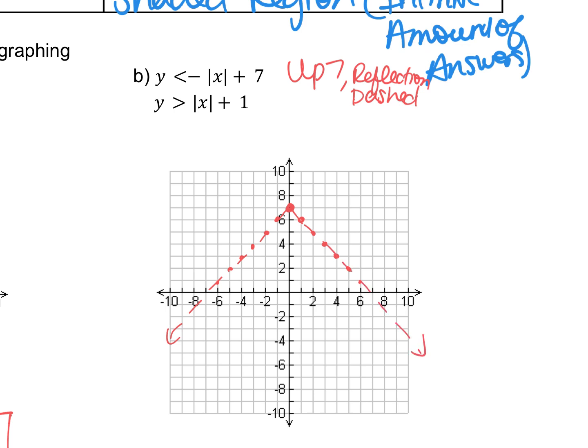All right, so there we go. And I could shade right now, so we will be shading below it because it's less than. I'm going to hold off on that because I have another one to graph. So this next one is just up 1. Right, so up 1, no reflection, no shrink or stretch, so it's up 1 over 1. But it is also a dashed line, so keep that in mind.